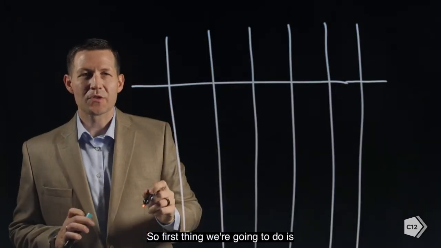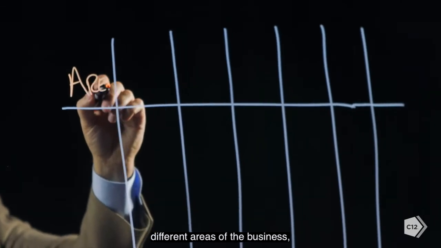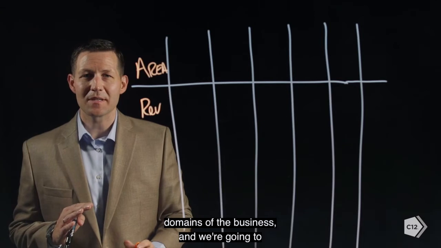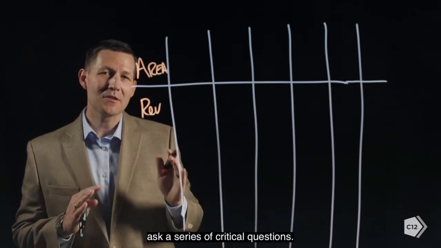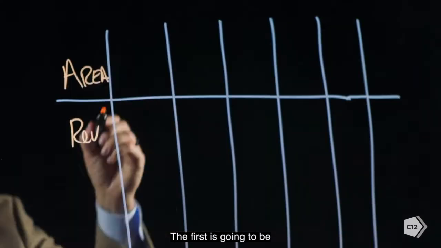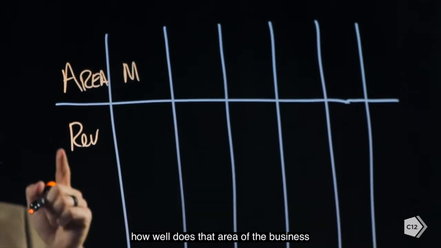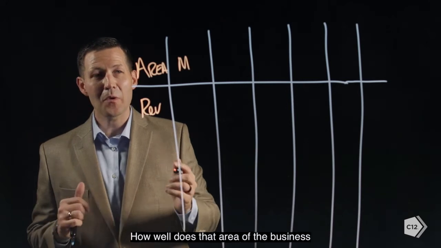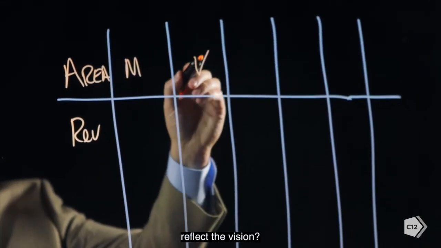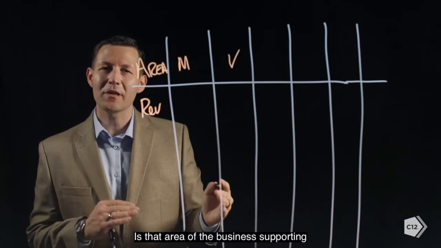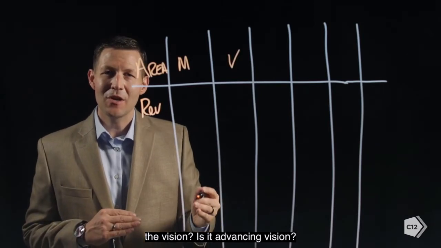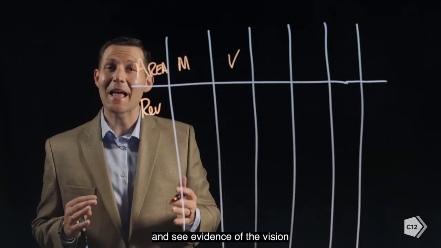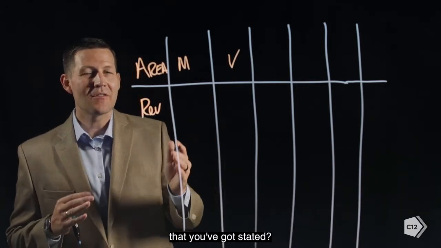So first thing we're going to do is take the different areas of the business, and we'll start with revenue for simplicity. But you're going to do this across all domains of the business, and we're going to ask a series of critical questions. The first is, how well does that area of the business reflect the mission as stated of our business? How well does that area of the business reflect the vision? Is that area of the business supporting the vision? Is it advancing vision? Could you look at the way you plan and execute that dimension of the business and see evidence of the vision that you've got stated?